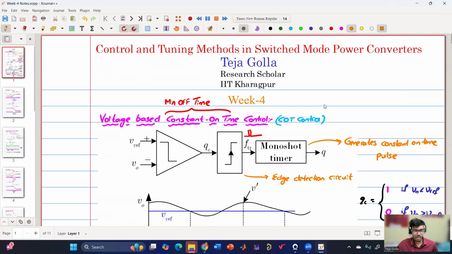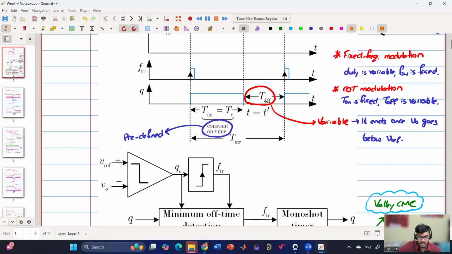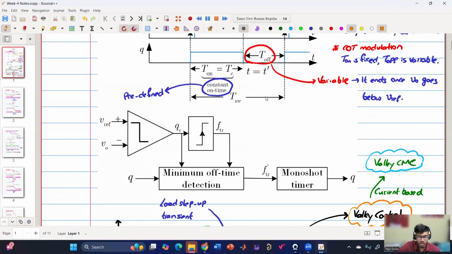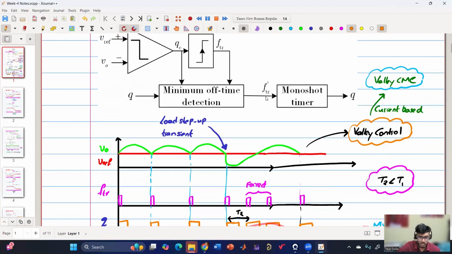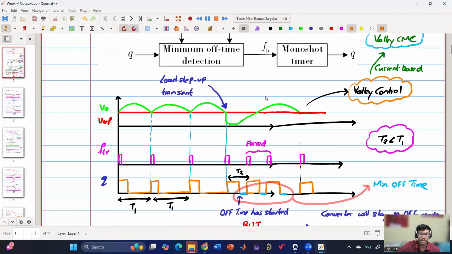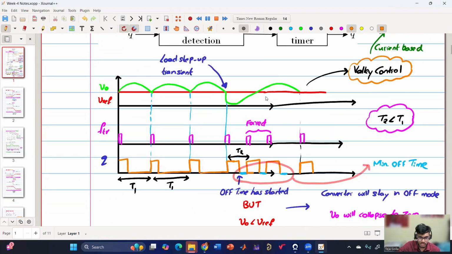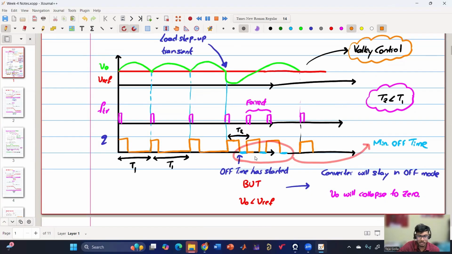So let me quickly summarize. In today's session, which is week 4, we have discussed variable frequency control methods. We have started with the voltage-based constant on-time control, which is also called COFT control. So we have understood the operation and how it is working and how the gate pulses are generated. And then we have realized that it also needs minimum off time, else the V naught will collapse. And we have understood how the minimum off time will help us not collapse the system. And then we have seen that sometimes it forcefully triggers the gate pulses with constant on time, and in that case there will be minimum off time.